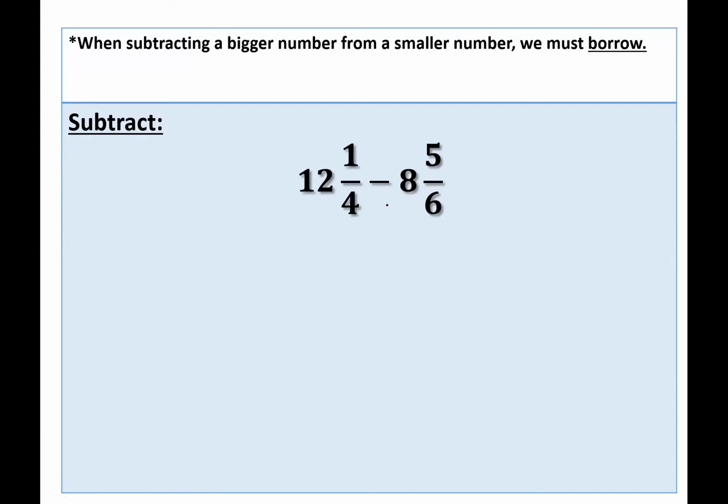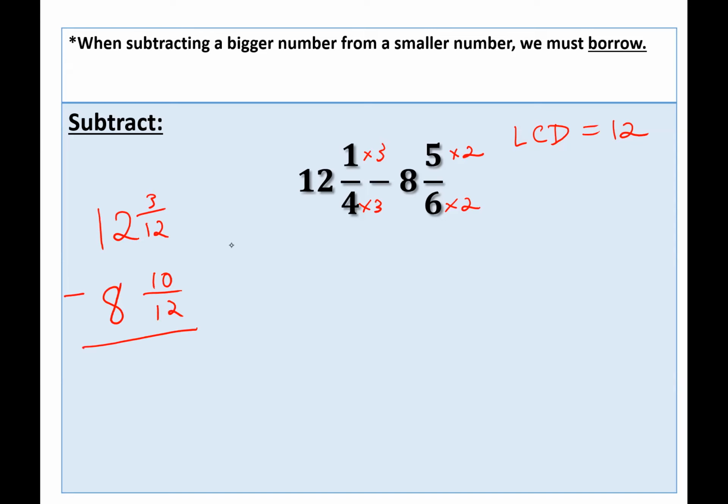Okay, so 4 times 6 is 24. We could use 24, but actually we can use, least common denominator can be 12, because 4 times 3 is 12 times 3, and then 6 times 2 is 12 times 2. So I'm going to rewrite this problem with a common denominator, 12 and 3/12 minus 8 and 10/12. Okay, so I'm rewriting first using a common denominator of 12.